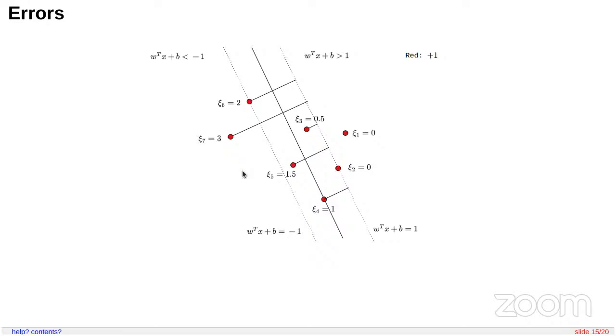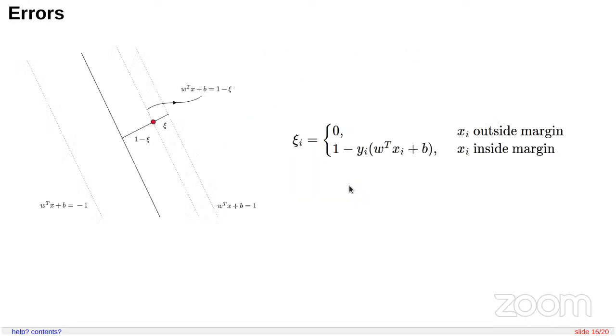So these are the errors. For all these 7 points, the first 2 are fine. We don't penalize them because they are on the right side of the margin. But the remaining 5 points, we are going to penalize them by how far away they are from this particular boundary. Is this image clear to all of you? Okay, I'm assuming it is. Yes, sir.